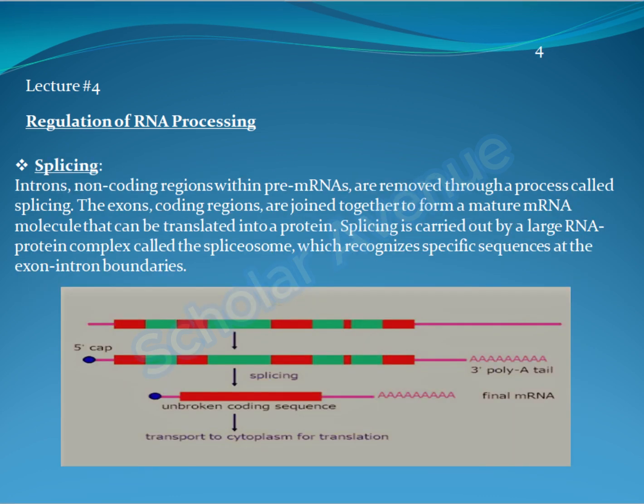Third step is splicing. Introns, non-coding regions within pre-mRNAs, are removed through a process called splicing. The exons, coding regions, are joined together to form a mature mRNA molecule that can be translated into a protein. Splicing is carried out by a large RNA-protein complex called the spliceosome, which recognizes specific sequences at the exon-intron boundaries.